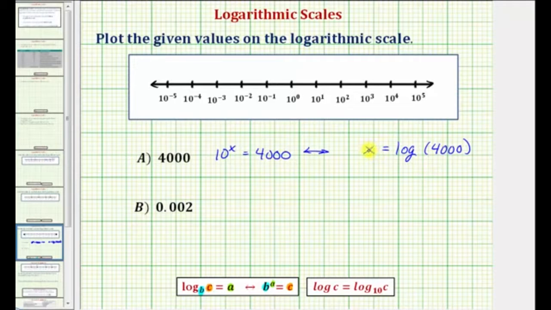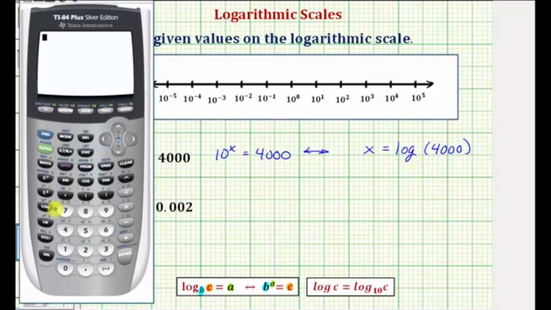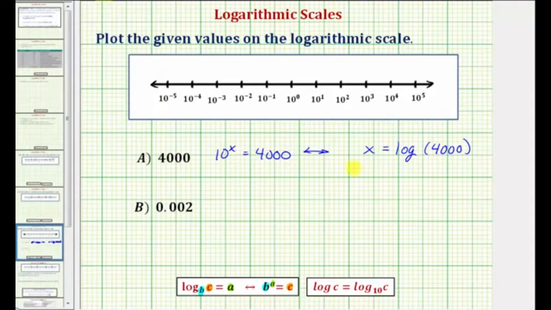So we have the exponent x is equal to common log 4,000, and we can approximate common log 4,000 on the calculator. So we'll enter common log 4,000, close parenthesis and enter. And let's round to 4 decimal places. Notice how x, or common log 4,000, is going to be approximately 3.6021.